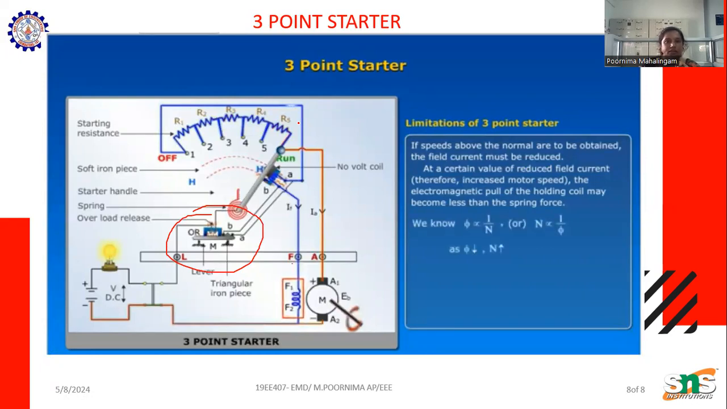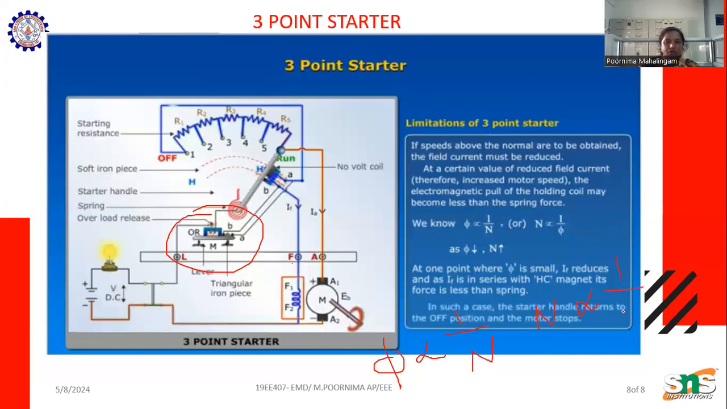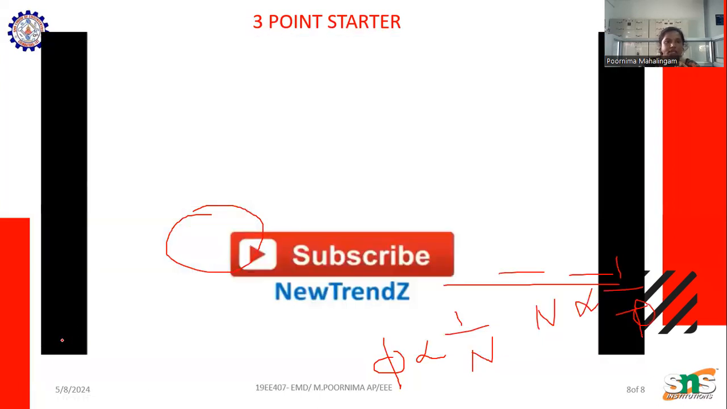We know that the flux is inversely proportional to the speed. Here, the flux is inversely proportional to the speed, or the speed is inversely proportional to the flux. Here, when the flux is smaller, the field current is reduced, and the field is in series with the HC magnets. Okay, this is all about the 3-point starter.